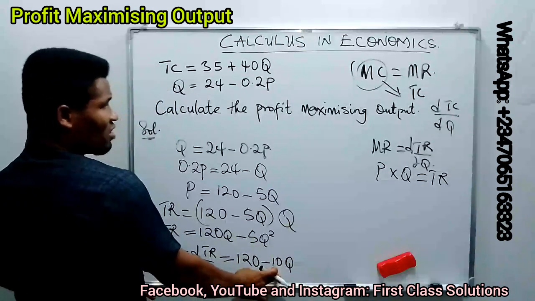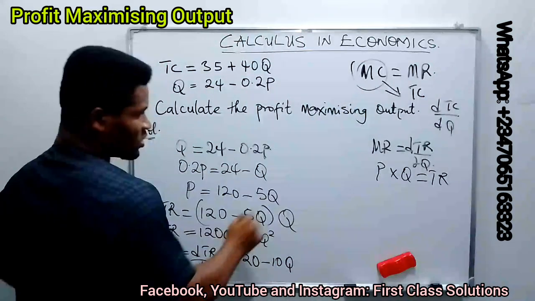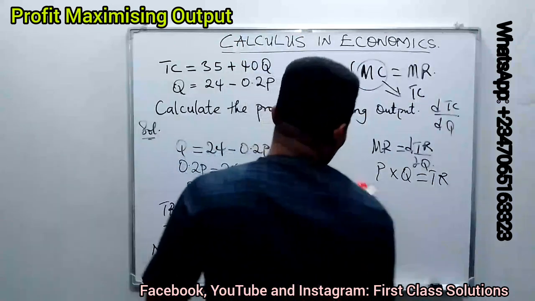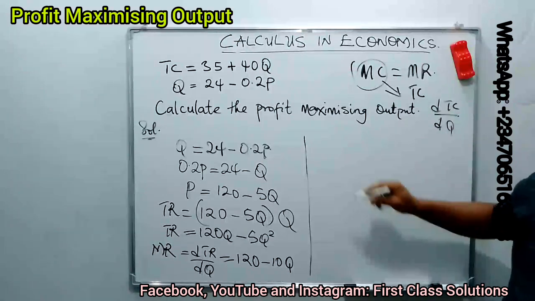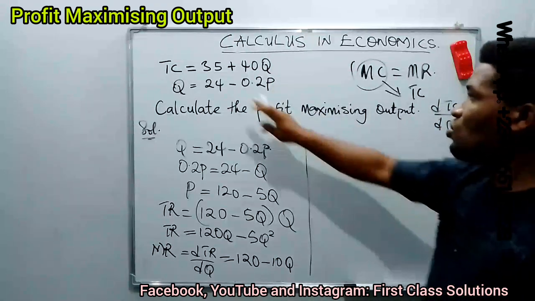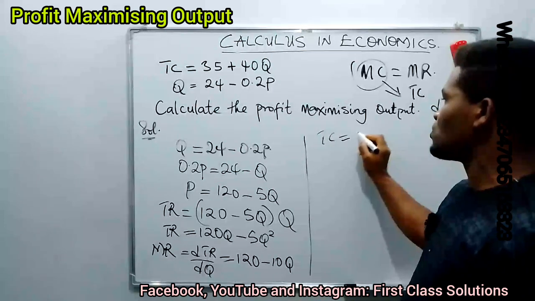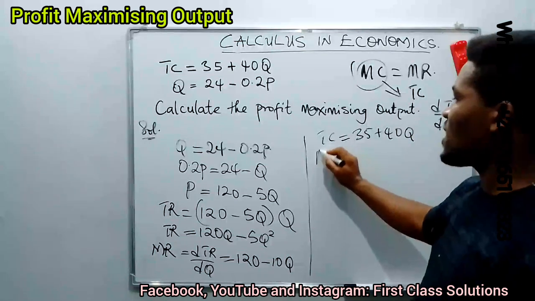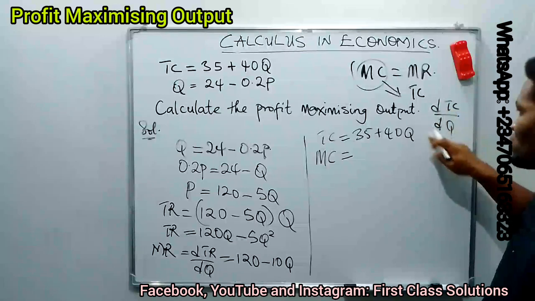If we obtain our marginal revenue, the next thing we need to get is our marginal cost. Our marginal cost is obtained from the total cost given. So we differentiate our total cost to get our marginal cost. Let's take the first derivative of our total cost. Total cost is given as 35 plus 40Q. TC equals 35 plus 40Q. So MC, which we are looking for, is the derivative of the total cost here.